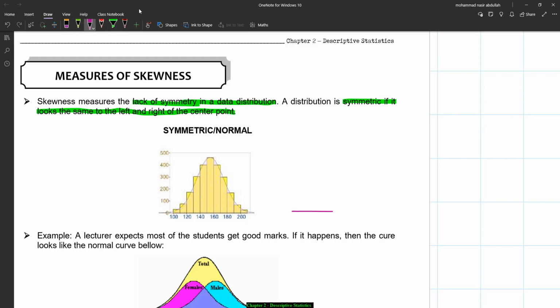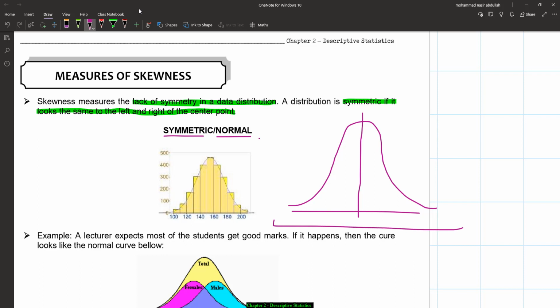So bell shape means that dia bentuk seakan-akan bell lah. So I lukis tak cantik sangat, tapi seakan-akan bell. So the characteristic of symmetric distribution or normal distribution, dia kata symmetric or normal distribution.